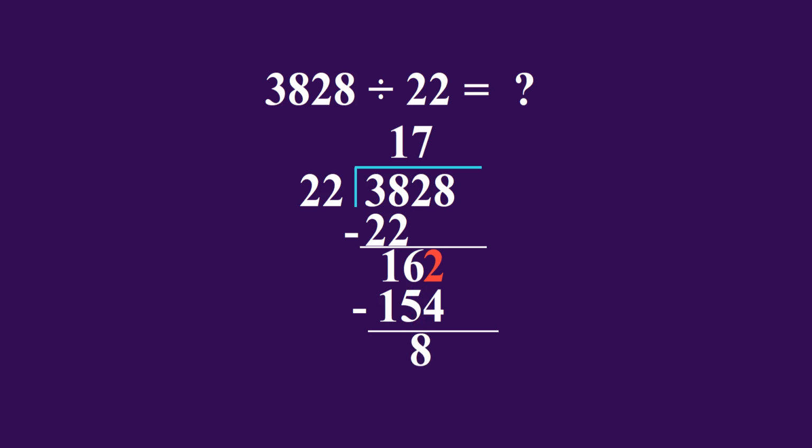Now we bring down the next digit 8, and this makes our new number 88. How many 22 are in 88? The answer is 4. Now multiply 4 by 22, which gives us 88. Draw a line and subtract. The subtraction result is 0.